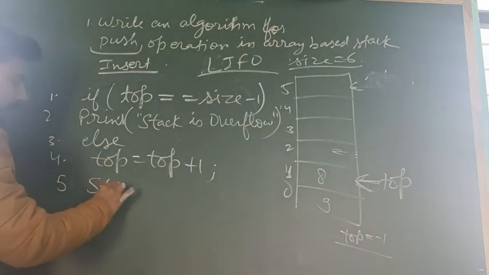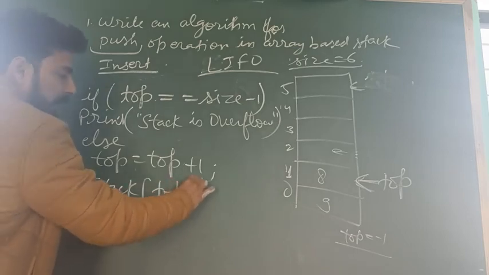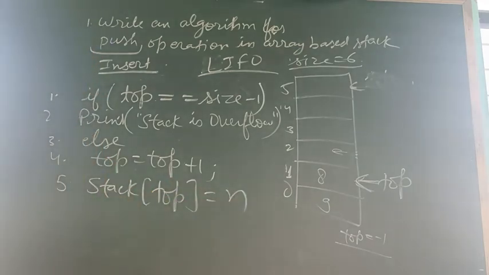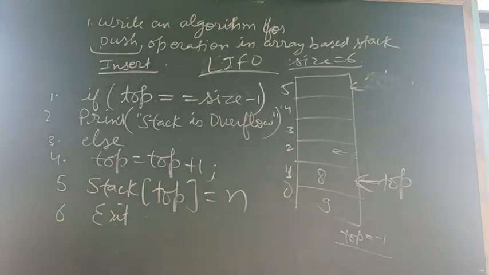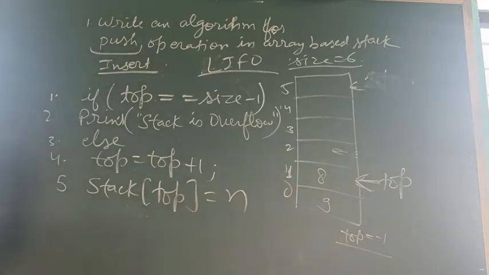So at the stack top, just insert your element. Suppose that element is n. So stack of top, just insert the element n, and sixth, exit. Or we just don't write the stack exit. Stack top equals n. So in these 5 steps, this is our algorithm. Every condition we have to check in our algorithm, whether your element is going to be inserted or not.